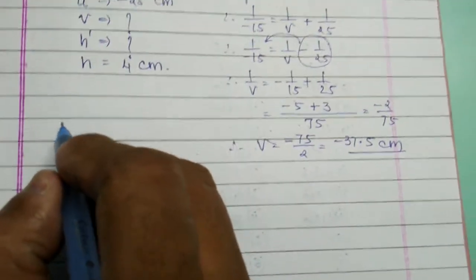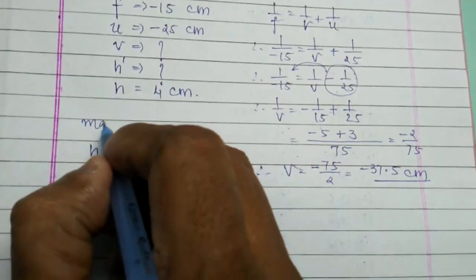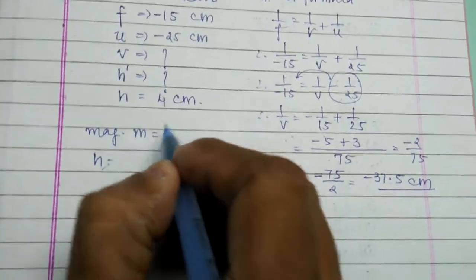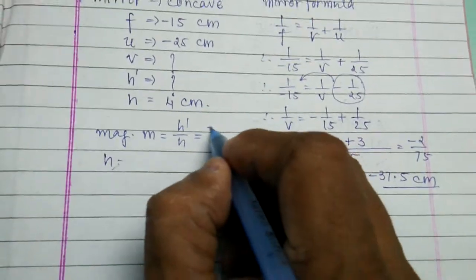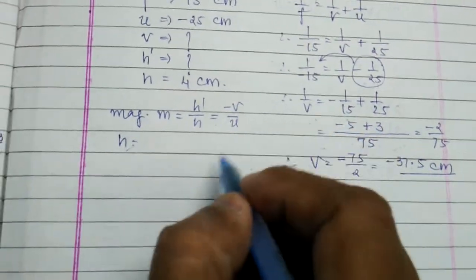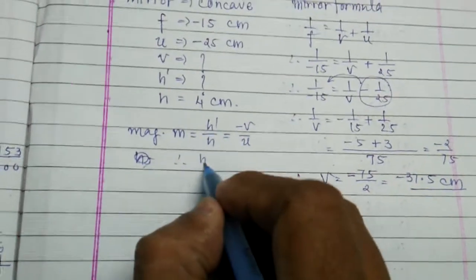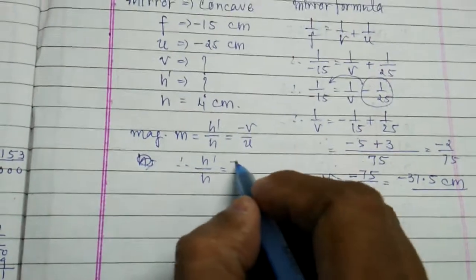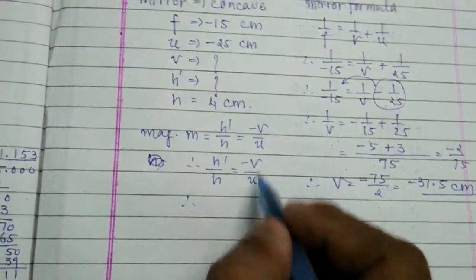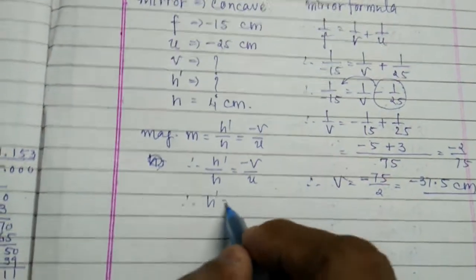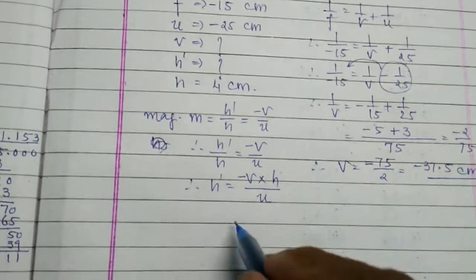Now the height of the image, h dash. Magnification m is equal to h dash upon h is equal to minus v upon u. We have this formula. So h dash upon h is equal to minus v upon u, because we have h, v and u. So h dash is equal to minus v into h upon u.